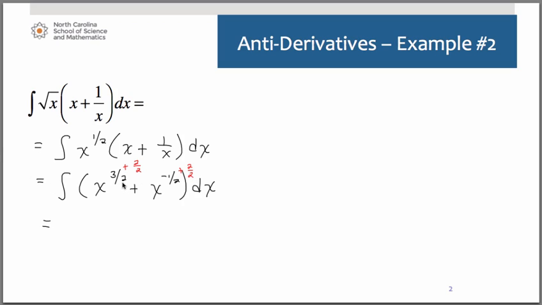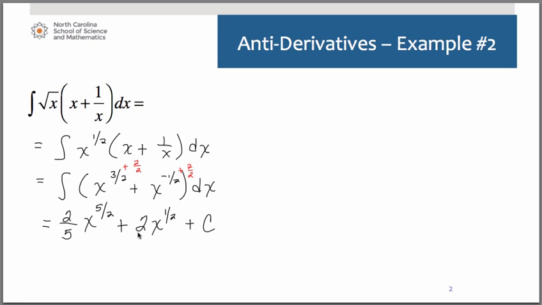If we add 1 to the exponent of 3/2, we get 5/2. Then we have to divide by 5/2. But if you're dividing by 5/2, remember that's the same as multiplying by the reciprocal of 2/5. So we have 2/5 x to the 5/2 plus, adding 1 onto the exponent of negative 1/2, we get a positive 1/2, but then we're dividing by it, so we're multiplying by 2. And then, of course, you need your constant of integration.